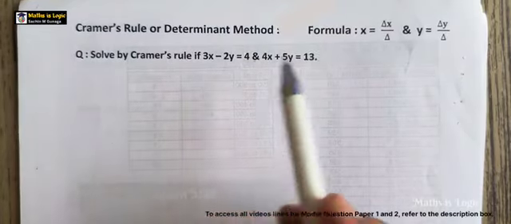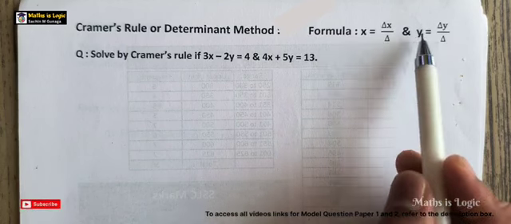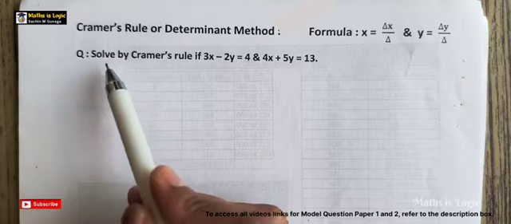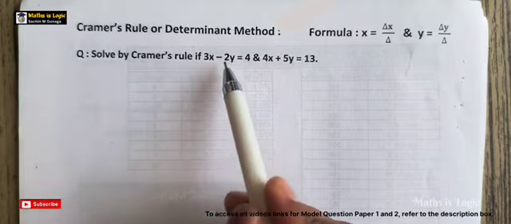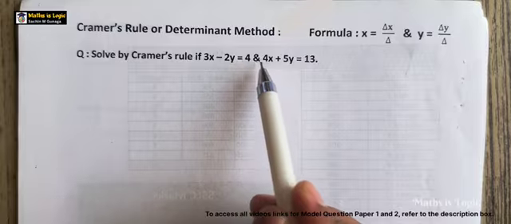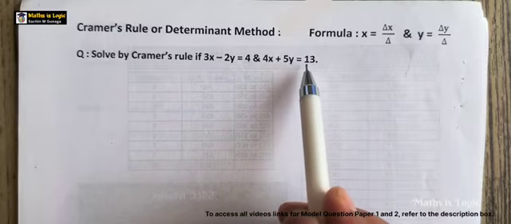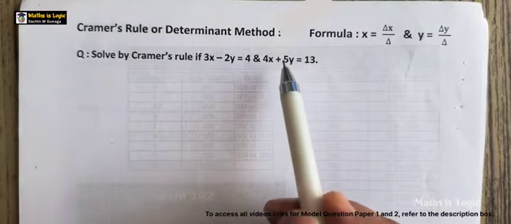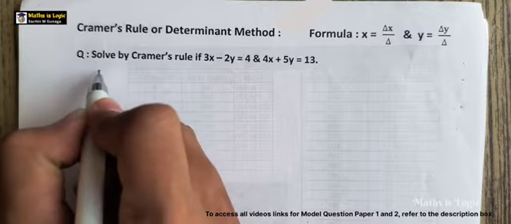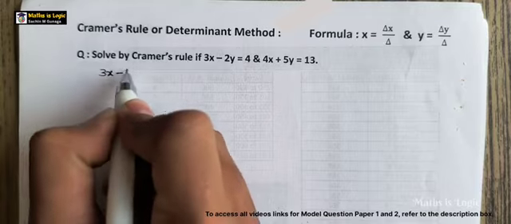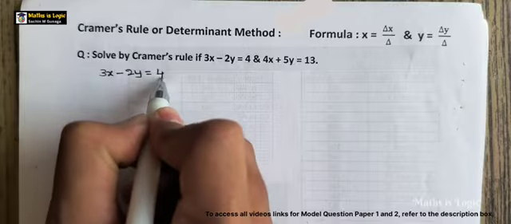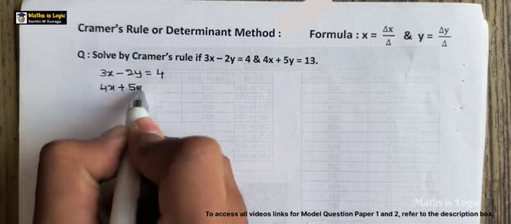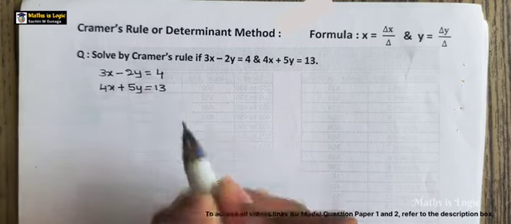Now let us understand how to find the value of x and y by using Cramer's rule. Question: solve by Cramer's rule if 3x minus 2y is equal to 4 and 4x plus 5y is equal to 13. Here two equations are already given. First write the first equation, 3x minus 2y equals 4. Then write the second equation, 4x plus 5y equals 13.